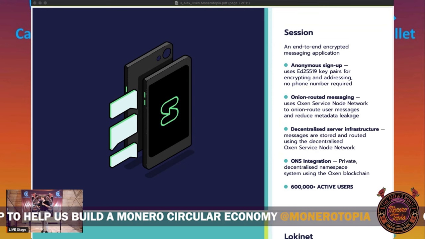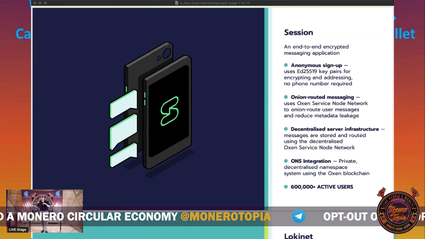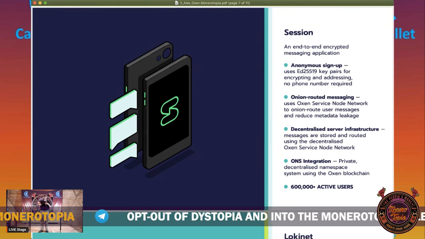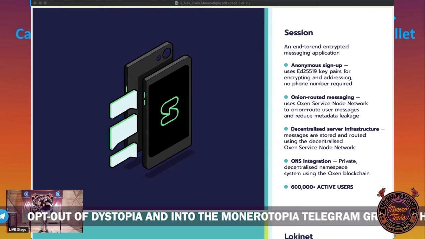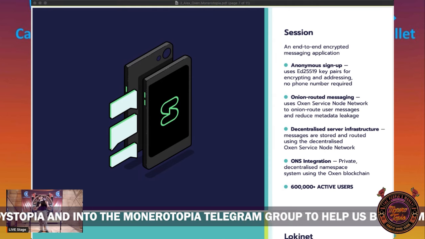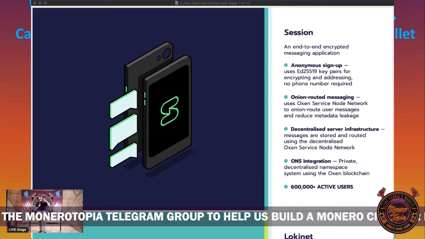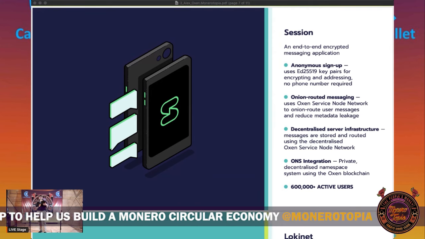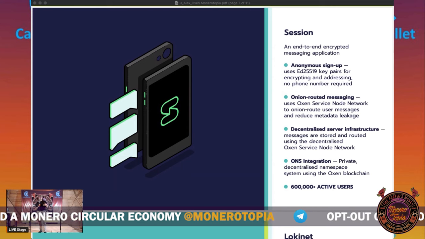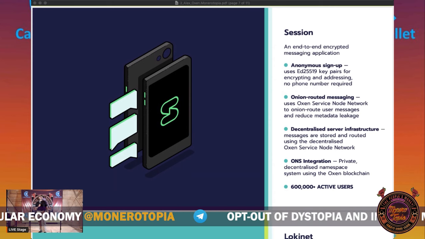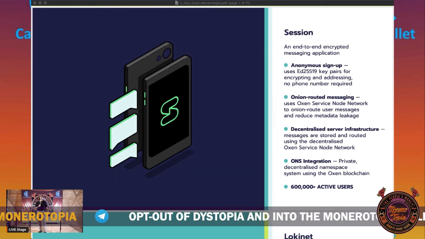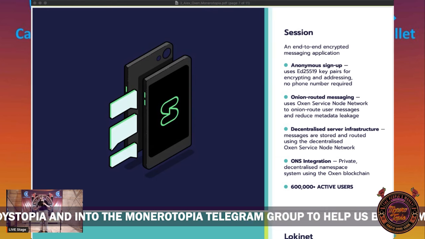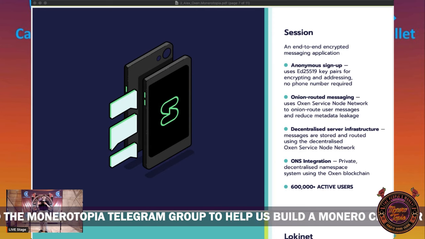We have ONS, which is a namespace system on the Oxen blockchain, and you're able to map a readable name to your Session ID. This is really useful because generally, when you're connecting with someone on Session, you need to communicate your Session ID out of band somehow. If you're in person, like I've been doing a lot at the conference here, there's a QR code in the app. You can scan it, it immediately adds the person, and you send them a message. It's really easy.